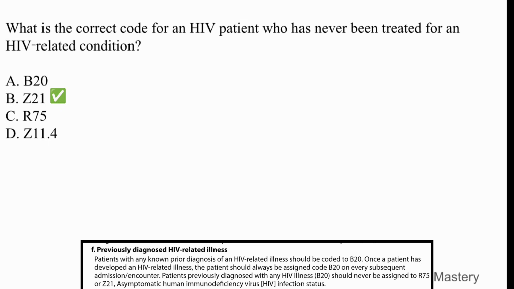Okay. Why B20 is wrong? Because it is only used when HIV related conditions are present. Okay. And R75 is for inconclusive HIV. It is not for confirmed HIV, and Z11.4 is for screening for HIV. It is not for someone who is already known to be HIV positive. Make a note of this. Don't get confused and select B20. Remember, if a patient is HIV positive without symptoms or HIV related conditions, then we have to code Z21, asymptomatic HIV infection status. Okay. Next question.